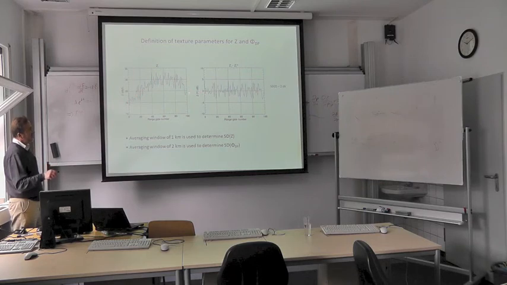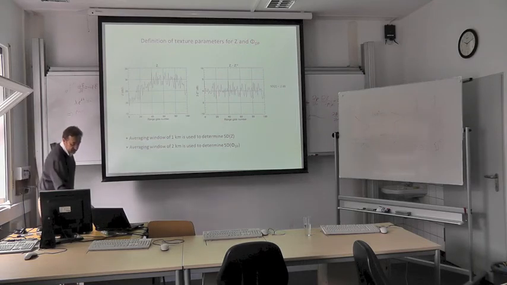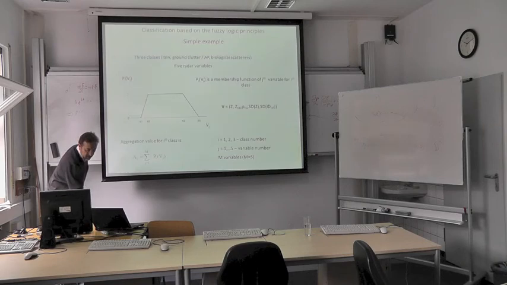And I'm left with a more or less stationary, spatially stationary process with average close to zero, and we take the estimate of the standard error of this process, in this case about 2 dB. All right, and we do this with averaging windows of 1 kilometer to estimate the standard deviation of reflectivity, and an averaging window of 2 kilometers to determine the standard deviation of specific differential phase. Okay, that's what is currently used in the classification algorithm.